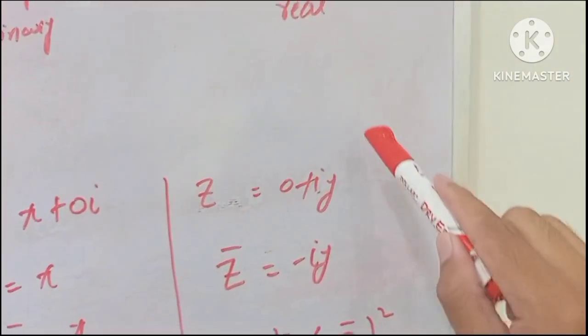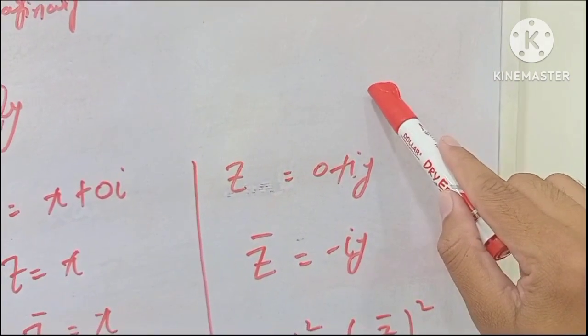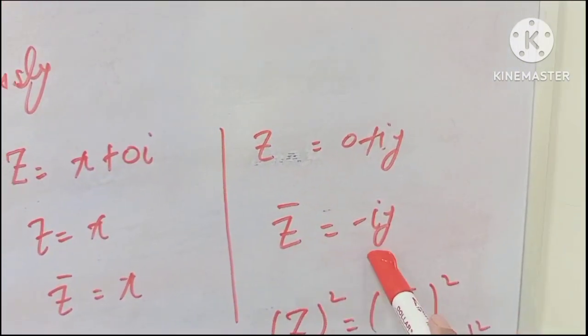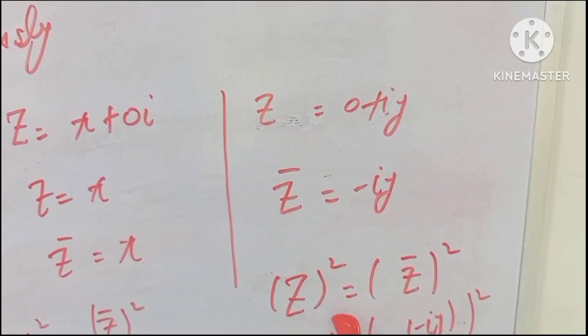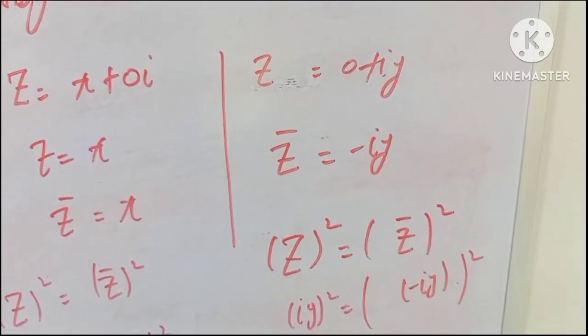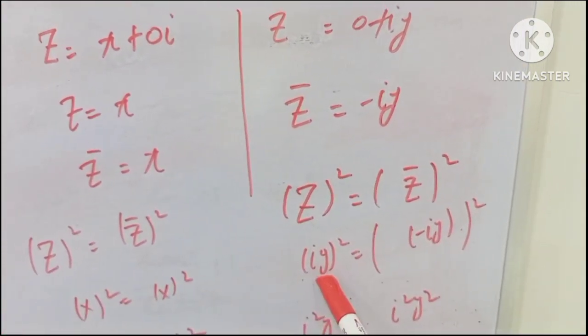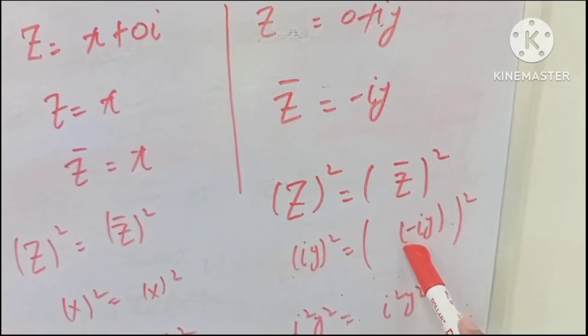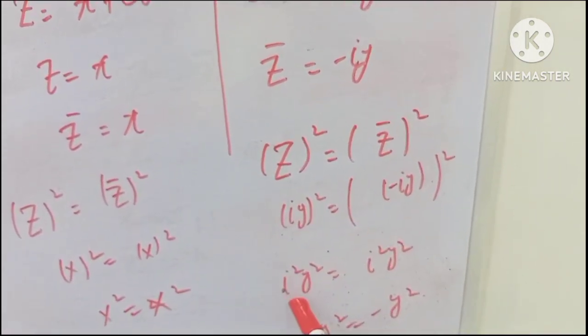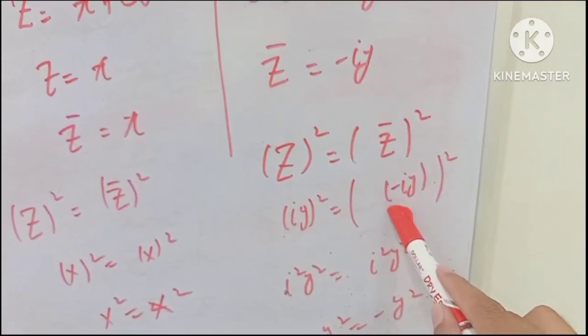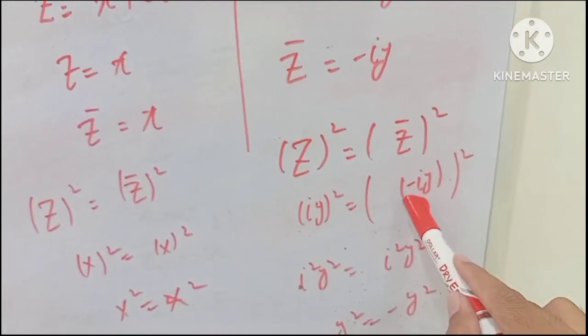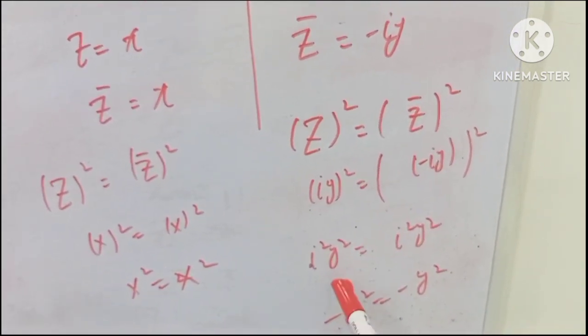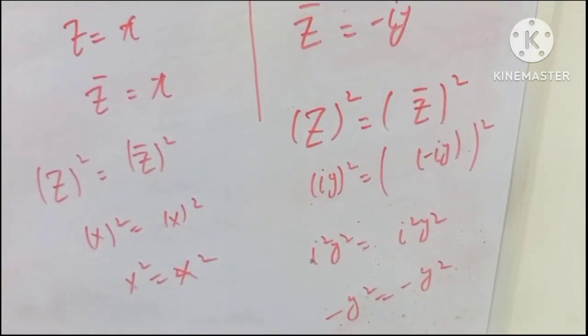Now the pure imaginary part: if z is imaginary, its conjugate is minus iota y. Using the equation z square is equal to z bar square, putting the value of z as iota y and conjugate minus iota y, taking square, iota square y square and iota square y square, minus sign as power is even, minus sign absorbed. Putting the value of iota square, it becomes minus y square equals minus y square.